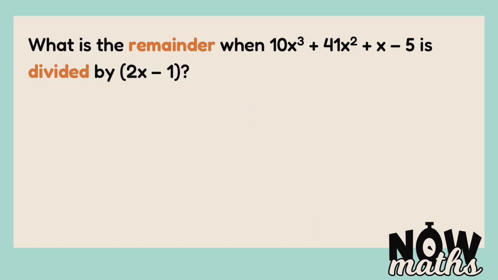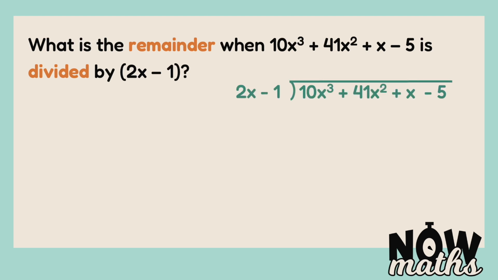In this next question, we're asked to find the remainder when we divide the cubic by 2x subtract 1. Our method will be exactly the same, except we're expecting there to be a remainder right at the very end this time. So we start by dividing 10x cubed by 2x, which is 5x squared, and we write this above the bus stop. We now multiply 5x squared by 2x subtract 1, and 5x squared multiplied by 2x is 10x cubed, and 5x squared multiplied by negative 1 is negative 5x squared.